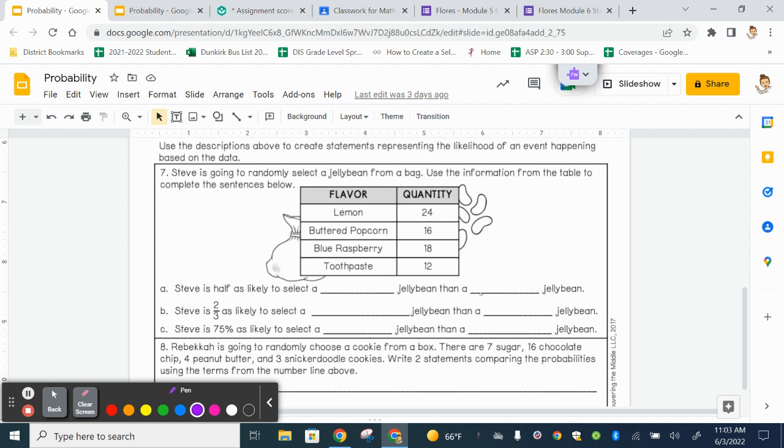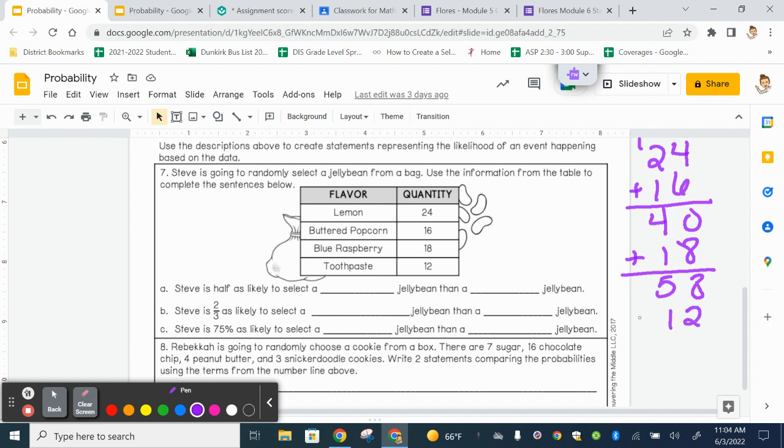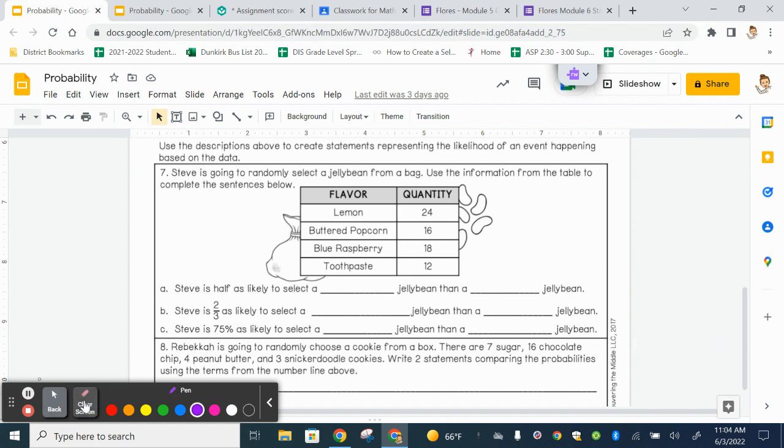All right, let's go ahead and do our addition so we know how many total jelly beans are in the bag. 24 plus 16. You can do this on the side. 10. Now we're up to 40. I got to add that 18. So now I'm up to 58. And now I got to add the 12. So in the bag, he has a total of 70 jelly beans. I'm going to clear that away. So if you need to pause before I clear it, make sure you pause. So we know that there's 70 total. I'm going to write 70 total over here.